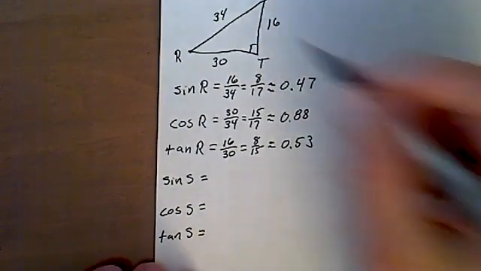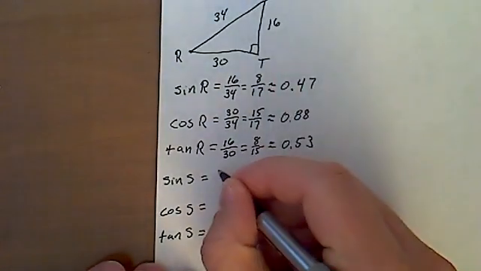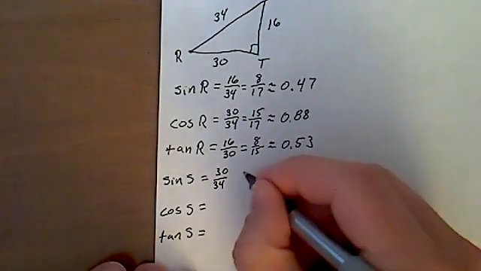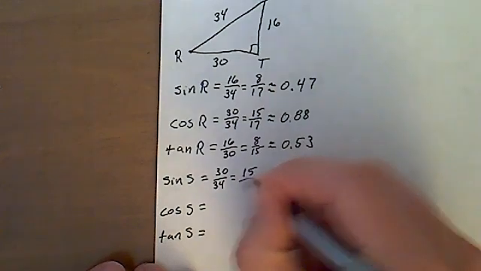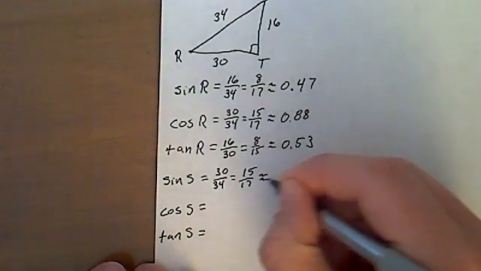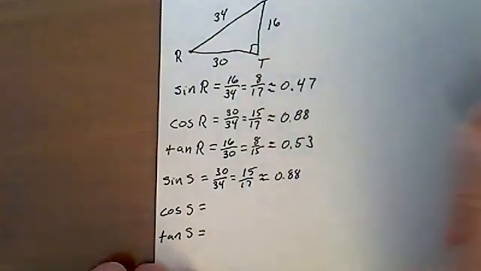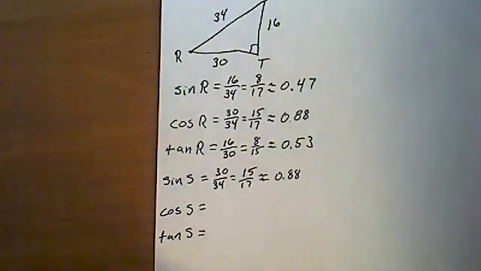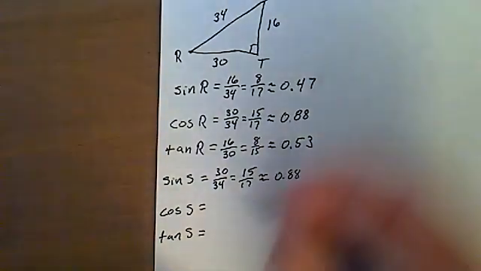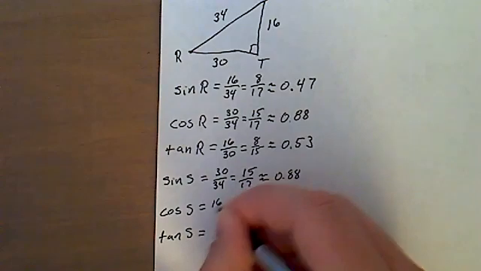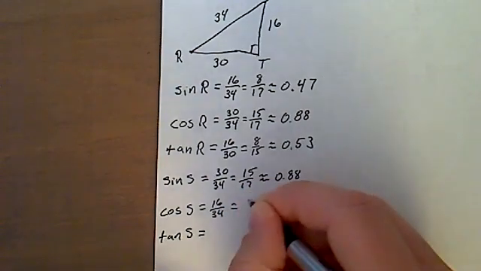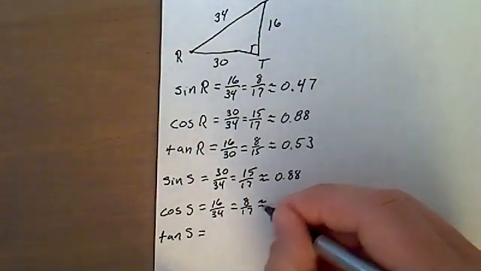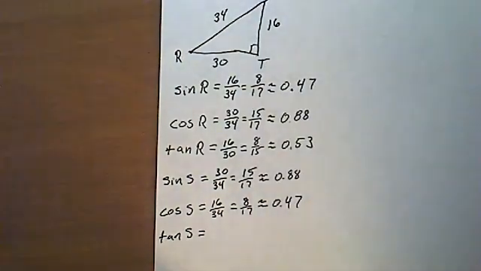So sine of S is opposite, which is 30, over the hypotenuse, 34. We did this one already. That's 15 over 17, about 0.88. The same as the cosine of R, right? The cosine of S is the adjacent 16 over 34. That's 8 over 17, or about 0.47.